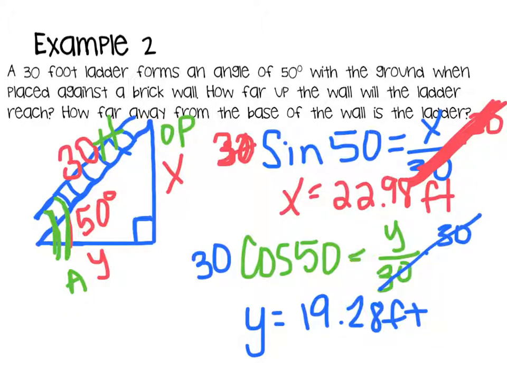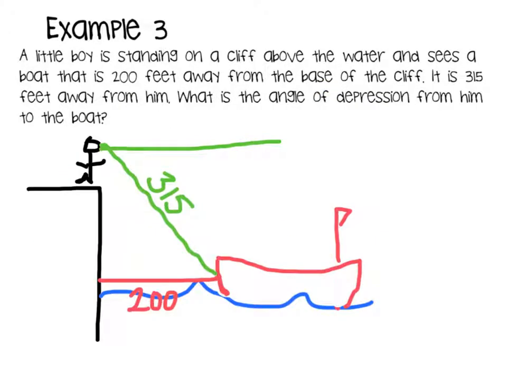Let's look at example 3. For example 3, I went ahead and drew the picture. Example 3 says a little boy is standing on a cliff above the water and sees a boat that is 200 feet away from the base of the cliff. It is 315 feet away from him. What is the angle of depression from him to the boat? So what we're looking at is the boat, which is 200 feet away from the cliff, and 315 feet away from the boy.